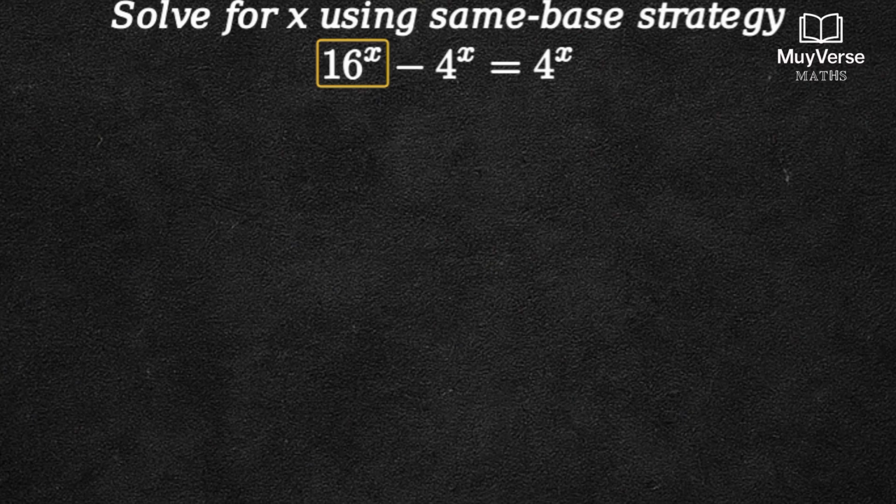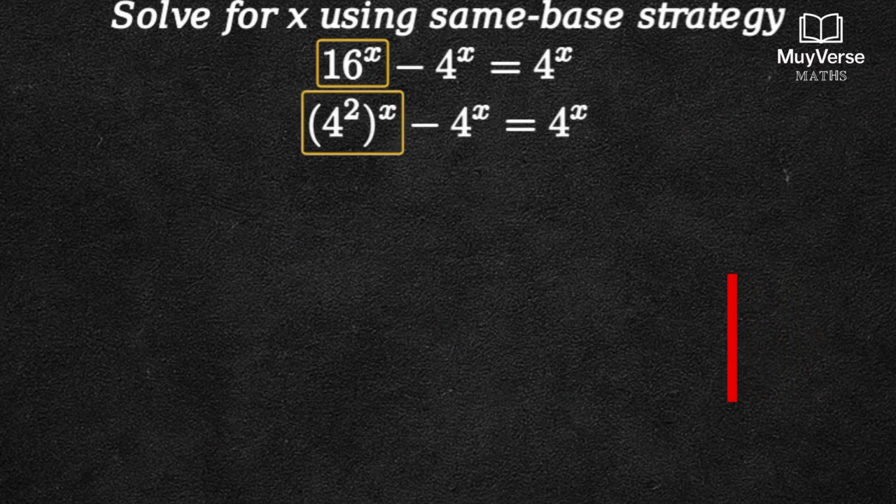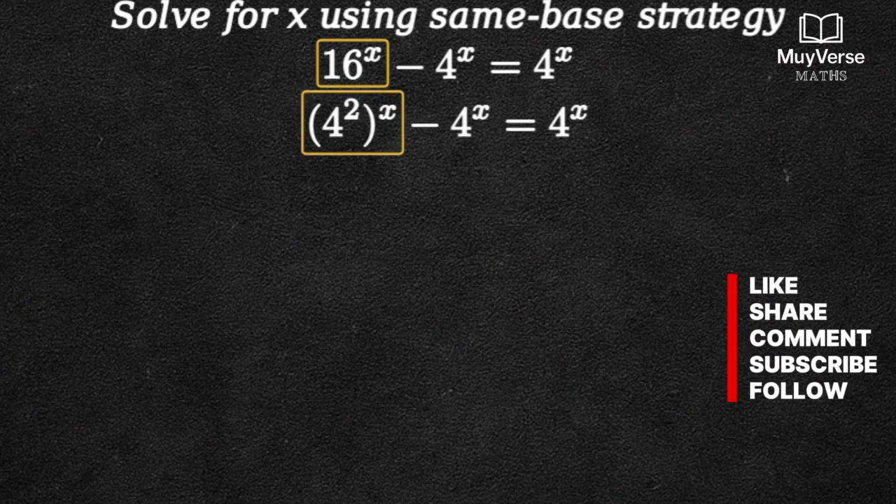16 is 4 squared. So replace 16 to the x by (4 squared) to the x. Now apply the power of a power rule. (4 squared) to the x equals 4 to the 2x.